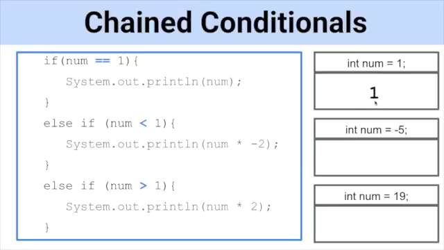Oh, and I've already clicked, so you know what happens here. So 1 was equal to 1, and so it just printed out 1. Sorry that I clicked ahead of time on that.